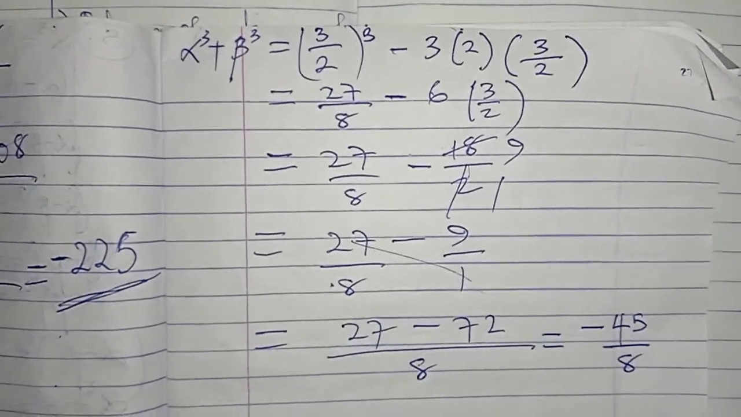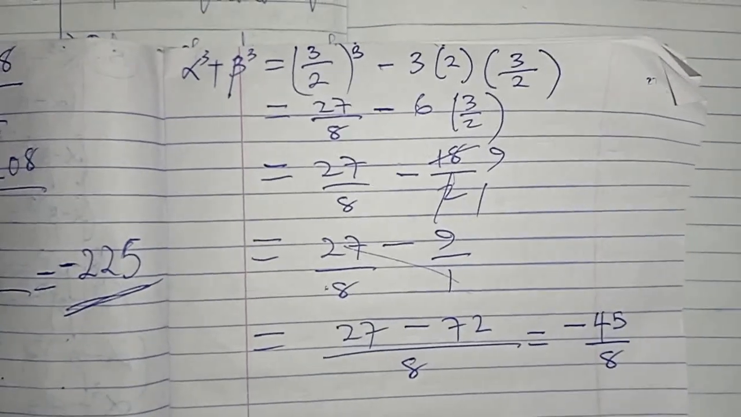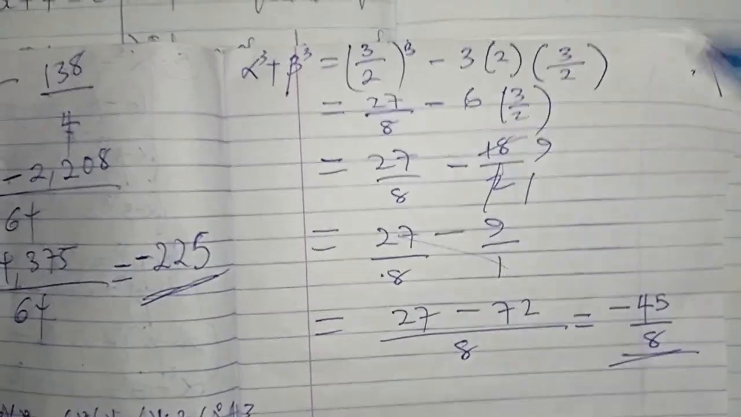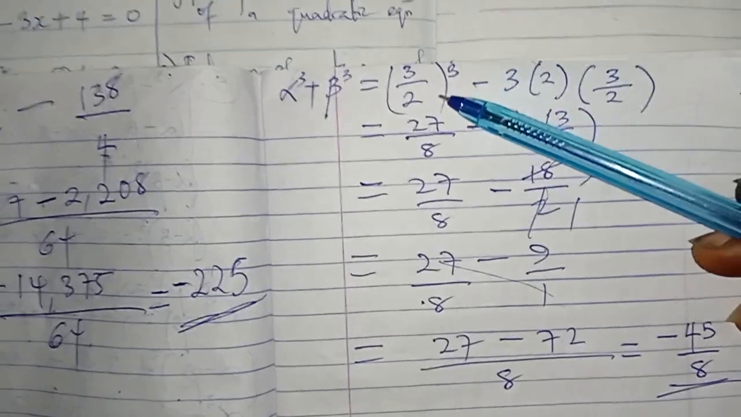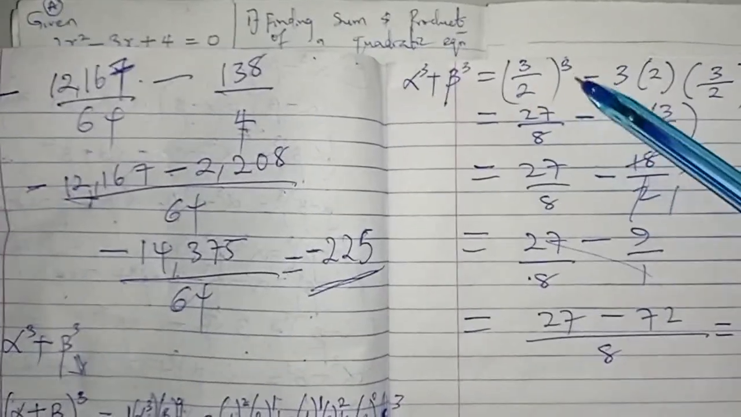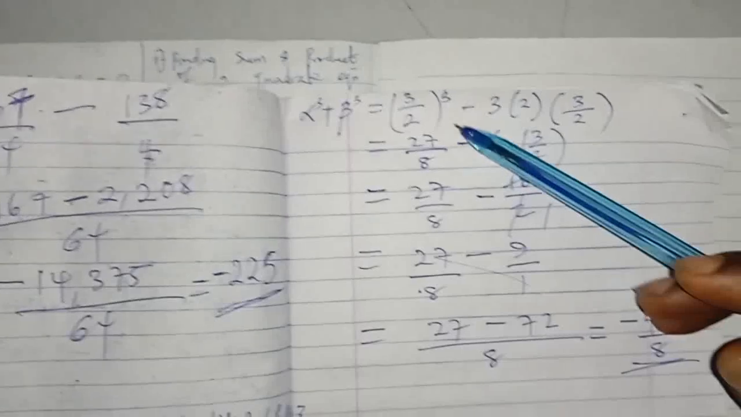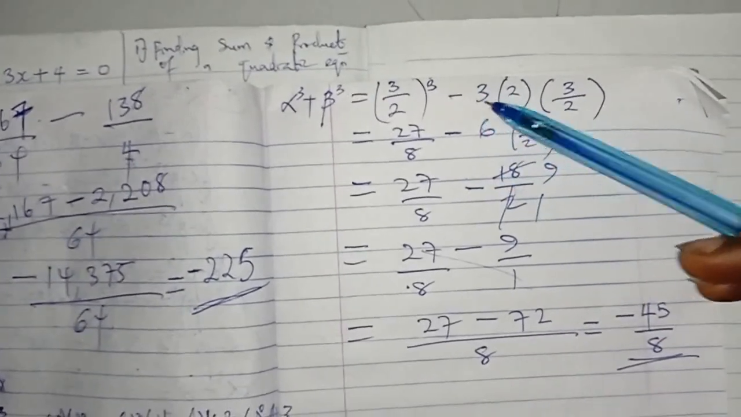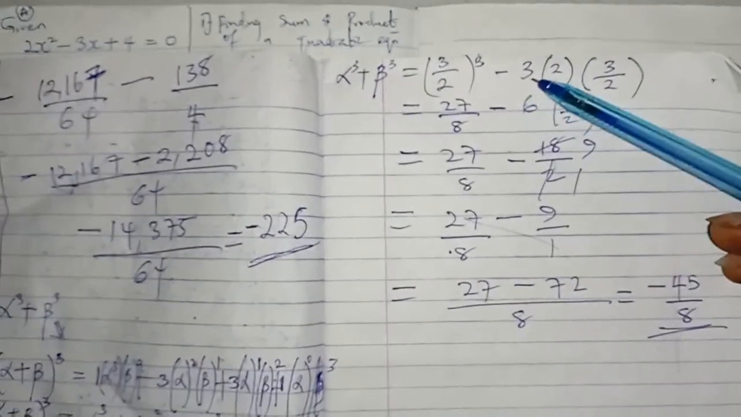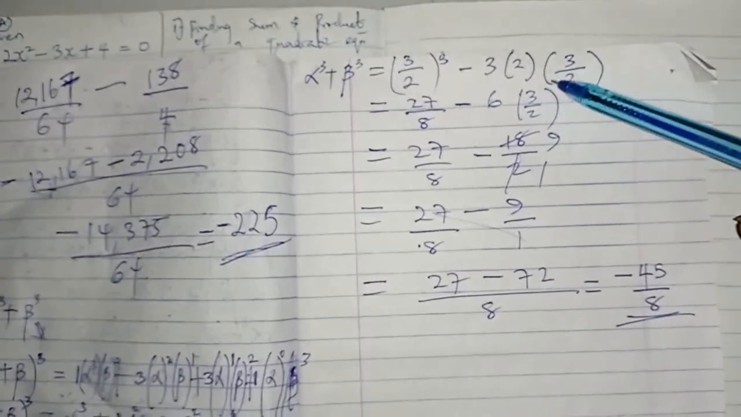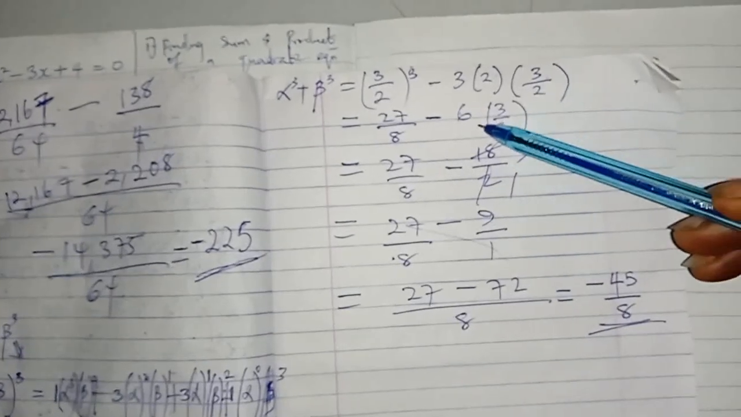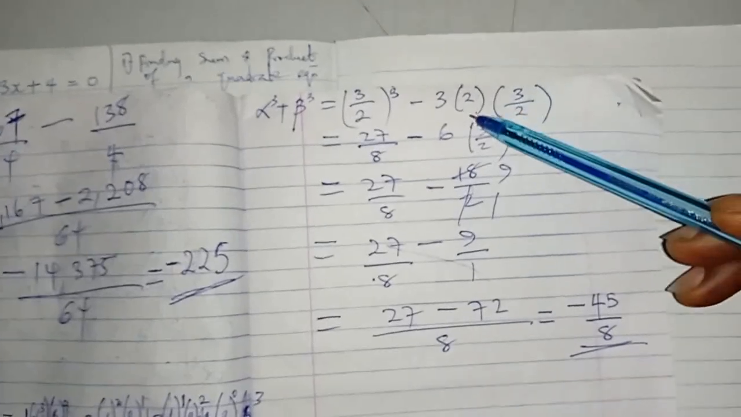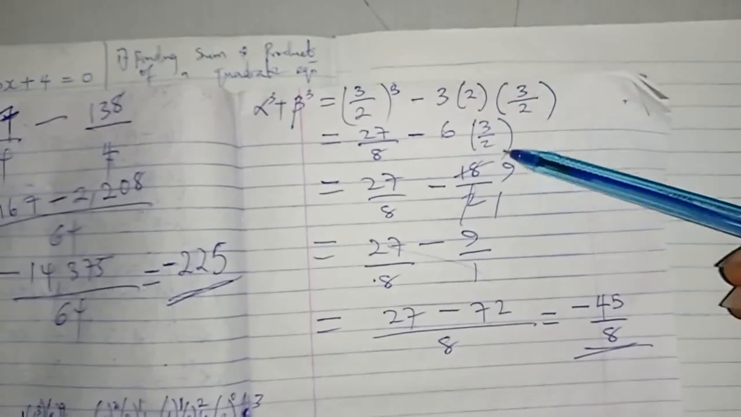So alpha cubed plus beta cubed is giving us minus 45 over 8. I just hope there's no mistake, so let's check. 3 over 2 cubed, the 3 times 3 times 3. So minus 3 times 2, then we have this. So we did everything. 6 times 3. Yes.